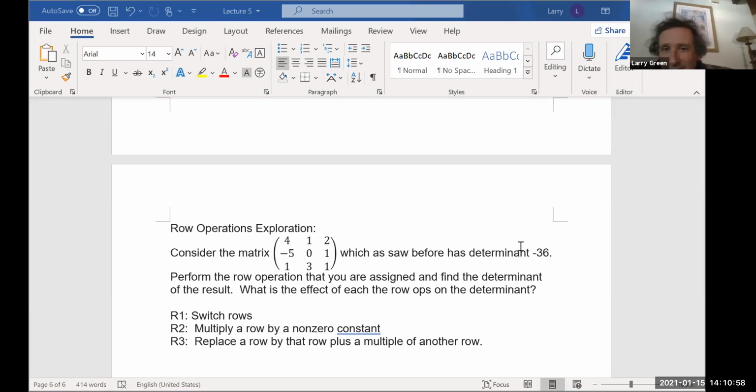All right, so Jacob had the number 1, which is switch 2 rows, and it multiplied by -1. Switch signs. We'll see if that worked. So -36 became 36. But I like just saying switch signs because that's more important.